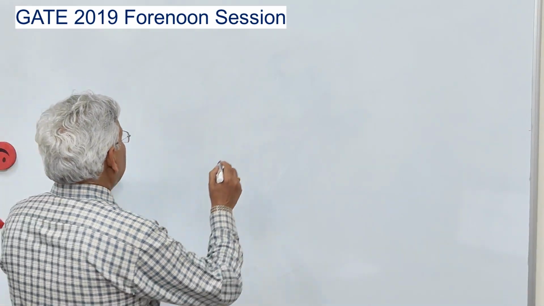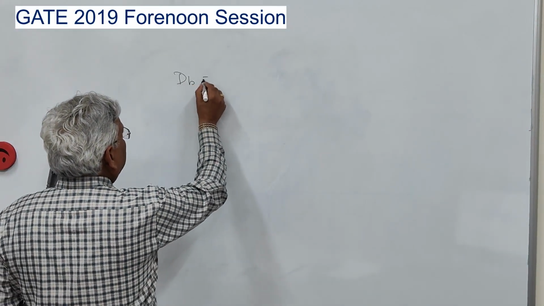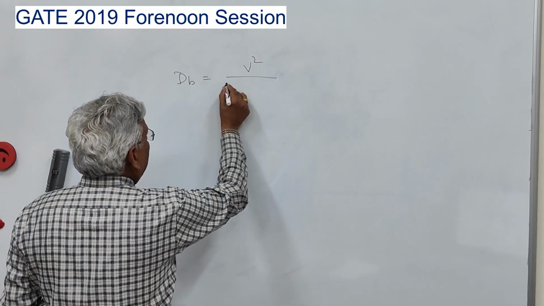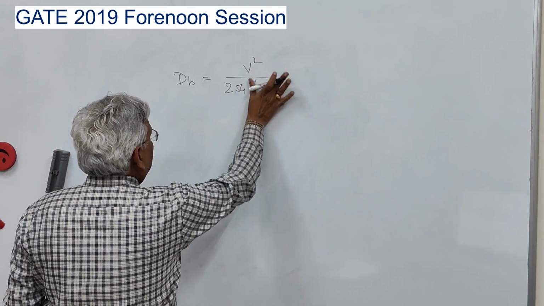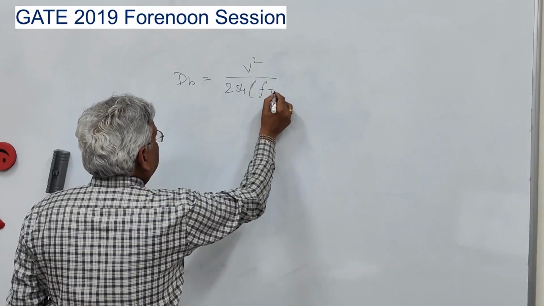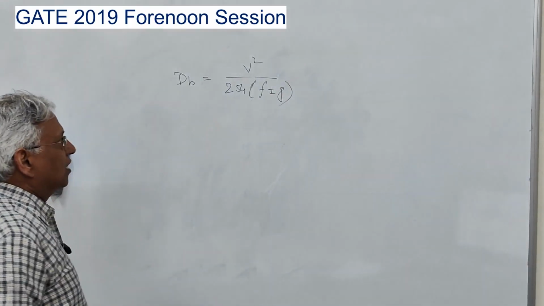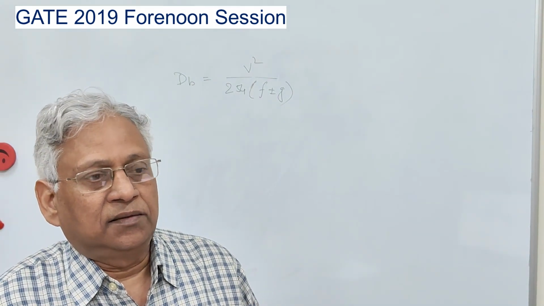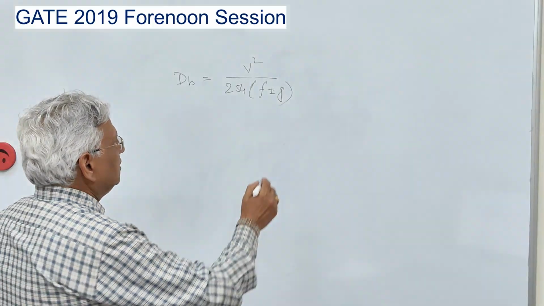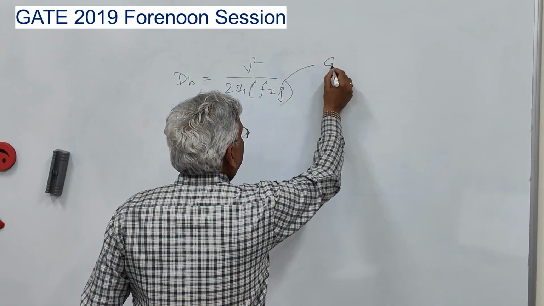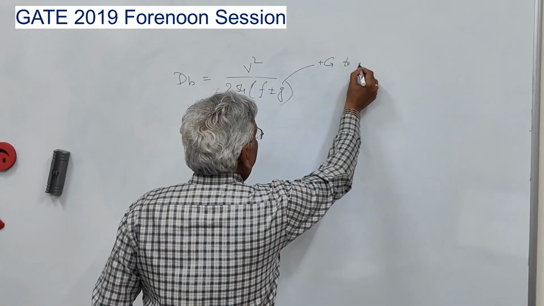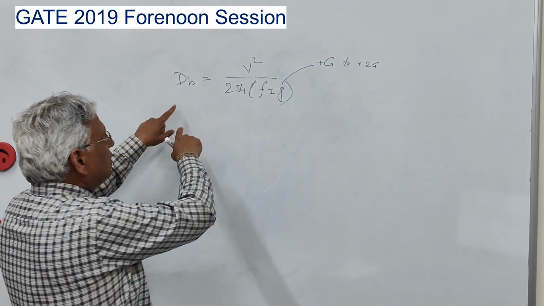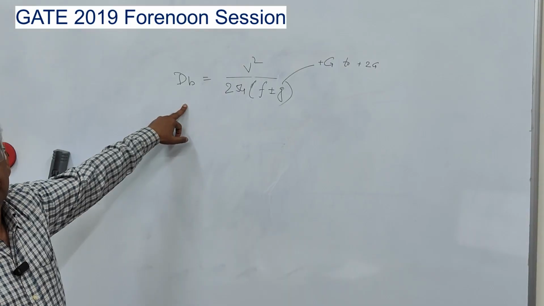Now here you must be knowing that the braking distance dB of a vehicle is given by this equation: v square upon 254 (F plus minus G). F is the coefficient of friction, that is rolling friction, and G is the gradient. Now here, when G is changed from plus G to plus 2G, what will be the percent change in the braking distance? That is the question.